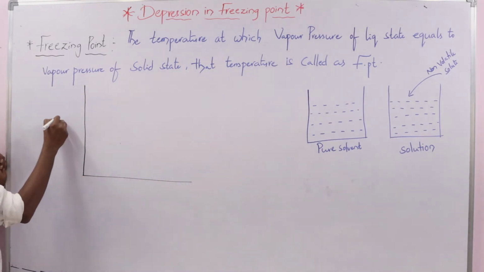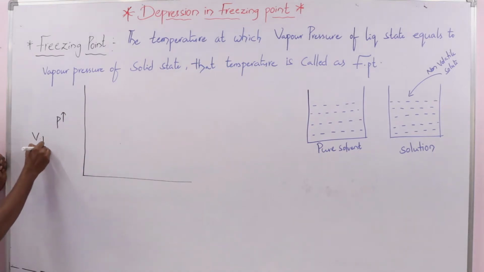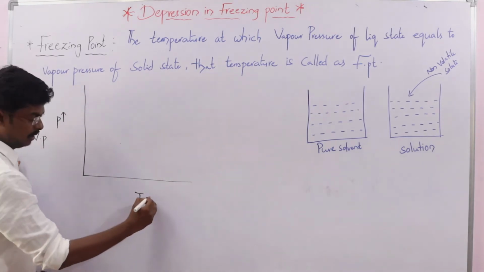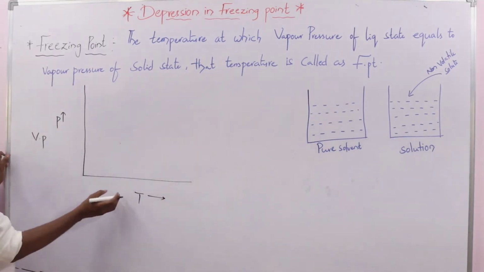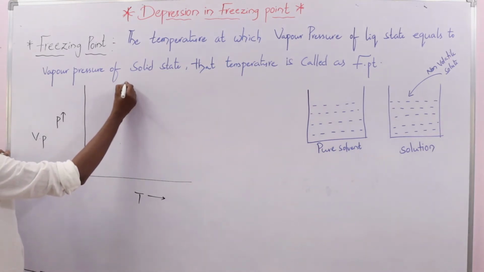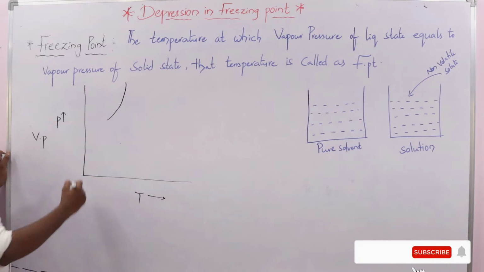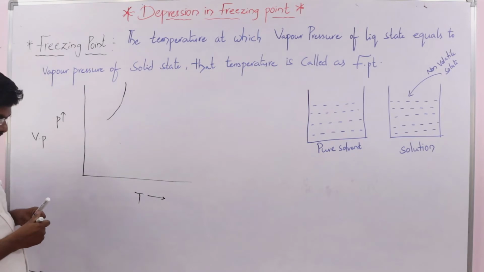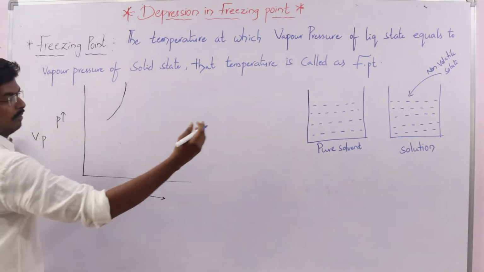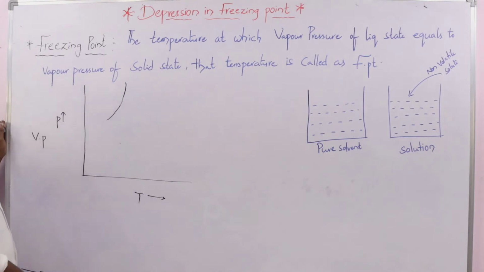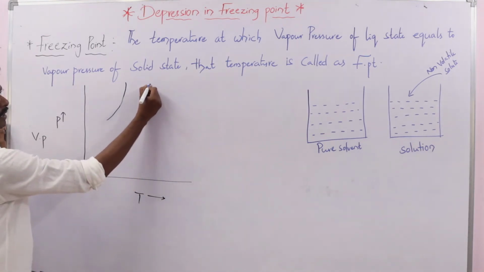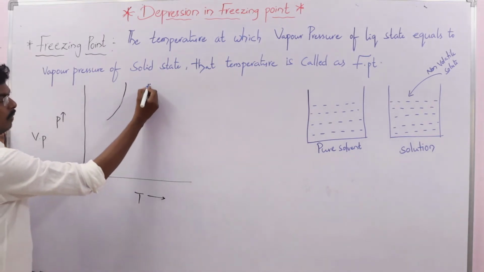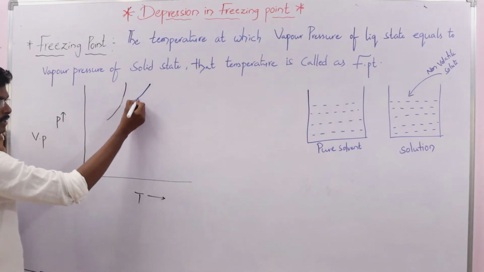Now let us observe the curves with respect to the freezing point. Here I am taking vapor pressure against temperature. Generally, for the solid vapor pressure curve, when the temperature decreases, the vapor pressure decreases. For a pure solvent, the vapor pressure is usually higher, and when temperature decreases, the vapor pressure decreases.